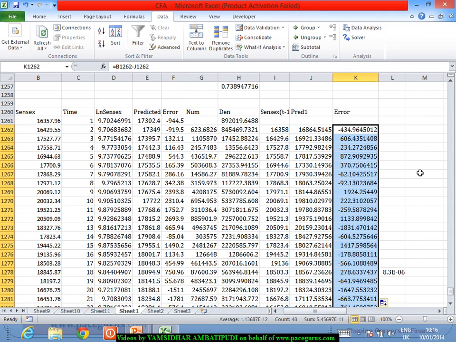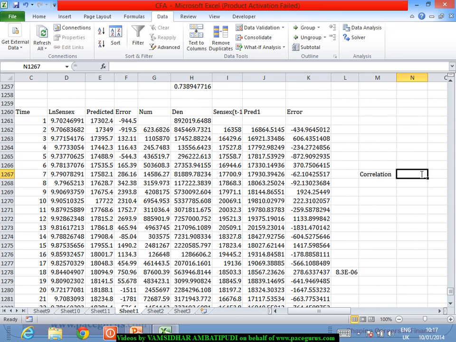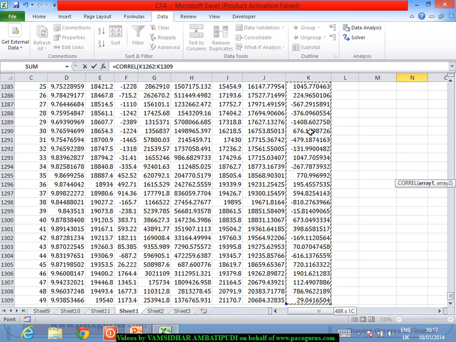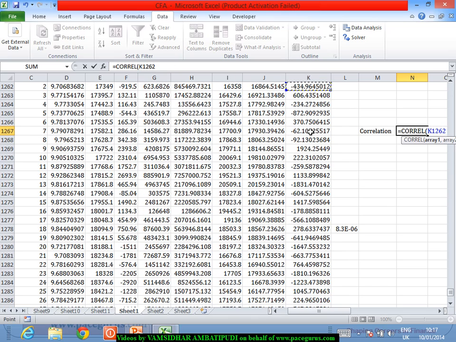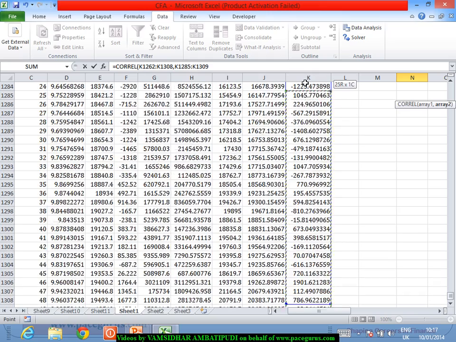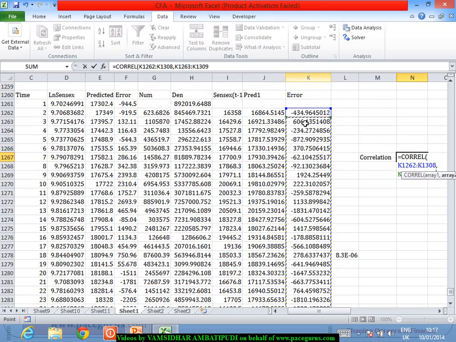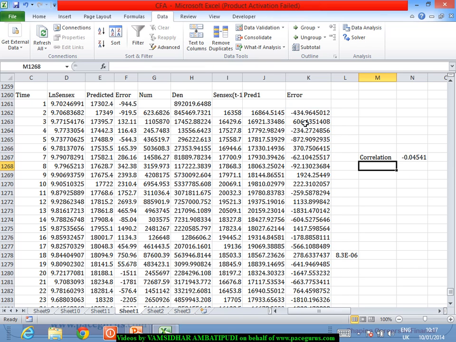This time, when I want to take the correlation between the error and the error with one time period lag, I'll take the correlation between up to here, comma, this one. I'll take the correlation between these two pairs of data. It's coming out very close to 0 here.